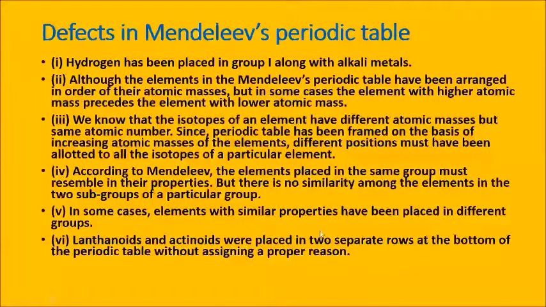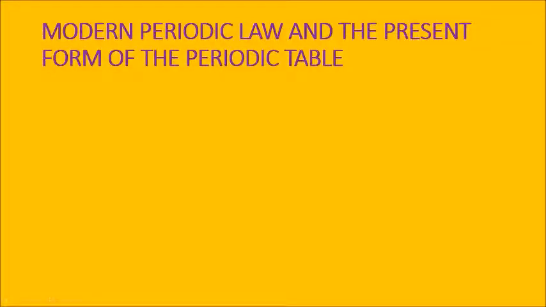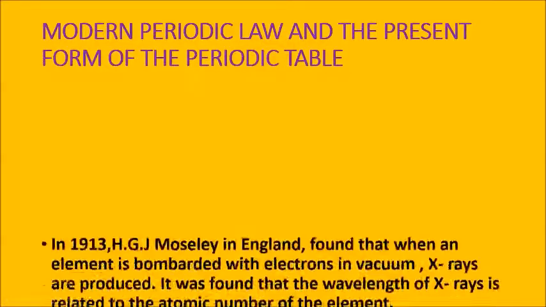Lanthanides and actinides were placed in two separate rows at the bottom of the periodic table without assigning a proper reason. It was not given a reason why they are kept separate. So these were the defects of Mendeleev's periodic table, which were rectified by the modern periodic table. Now let's discuss the modern periodic law and the present form of the periodic table.